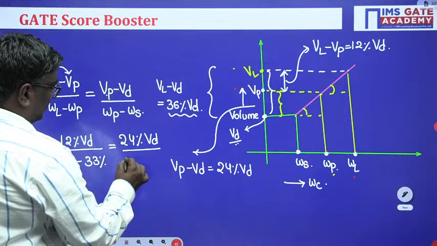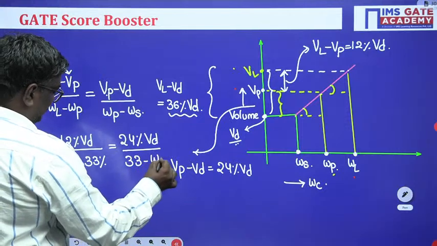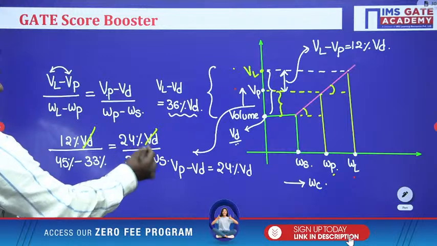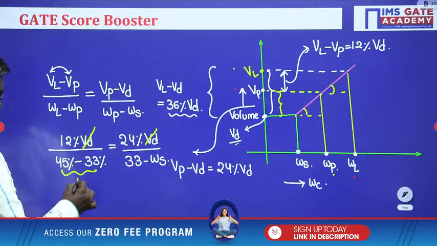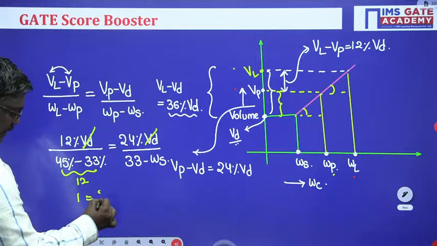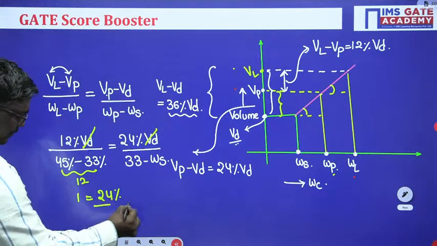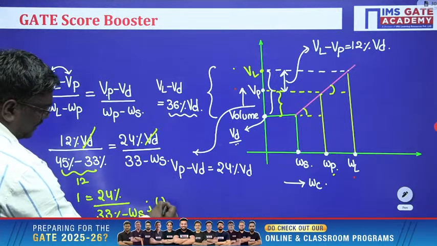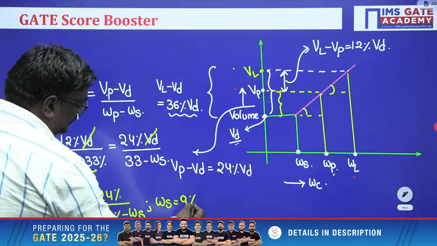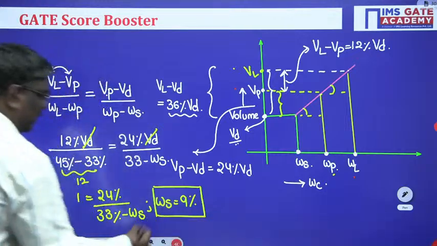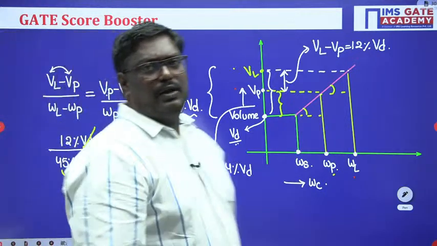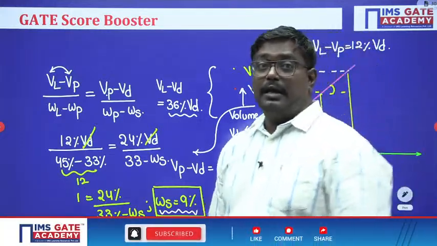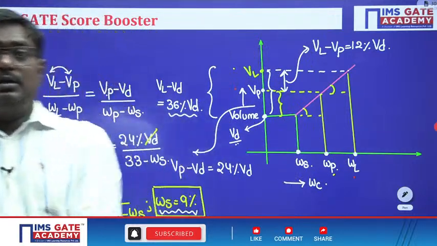WP is 33 percent minus WS. So here VD cancels. 45 minus 33 is 12. So this value will be equal to 1. So 1 is equal to 24 percent upon 33 percent minus WS. If you solve this equation, you will get the shrinkage limit as 9 percent. Am I clear?